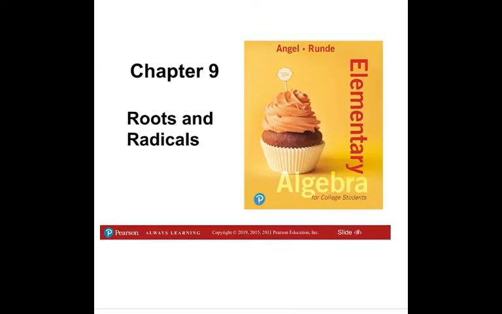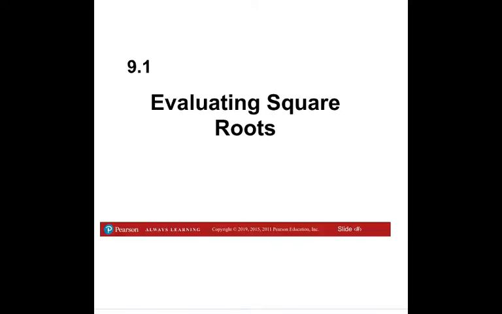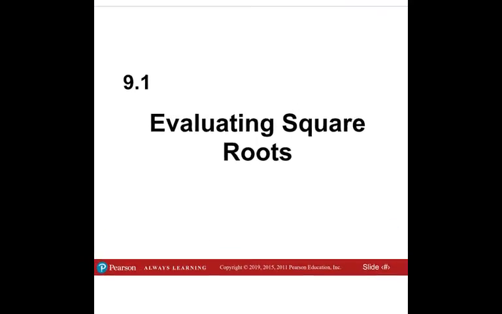So we're going to move into chapter 9 with roots and radicals. And we're going to start with section 9.1, evaluating square roots.